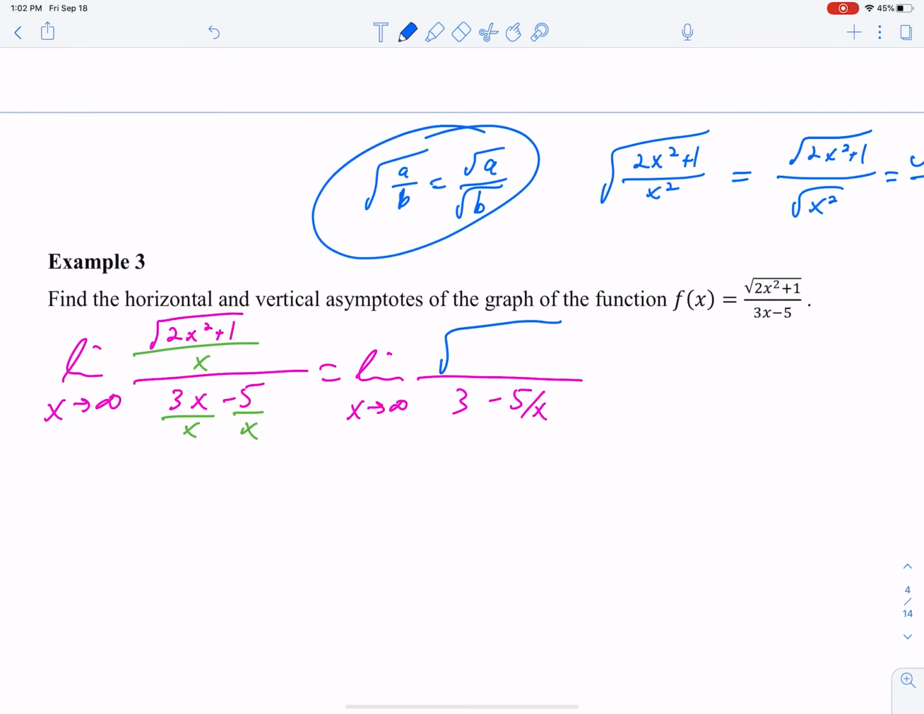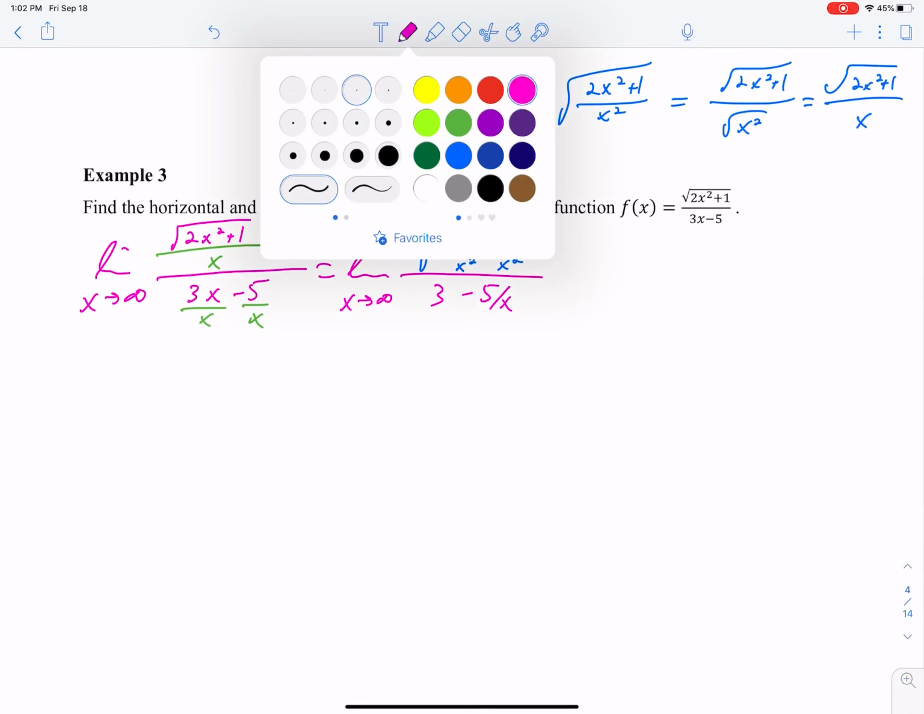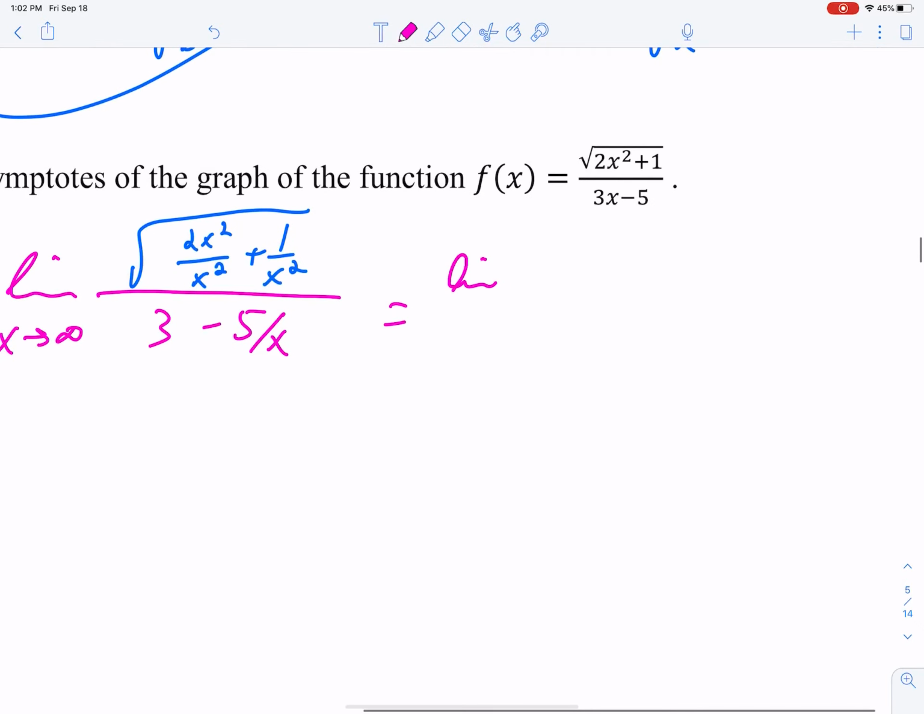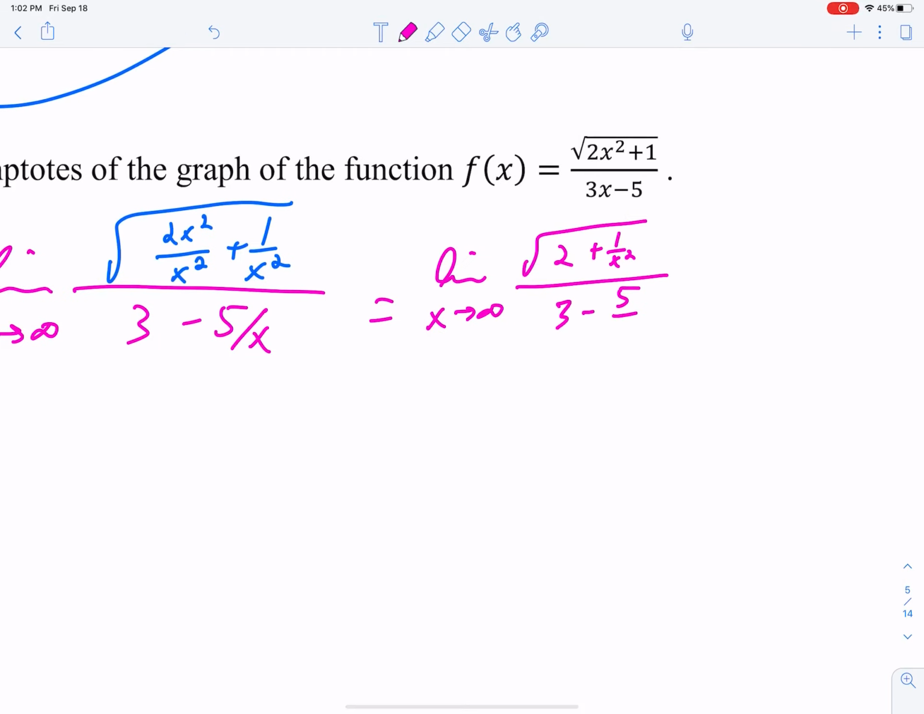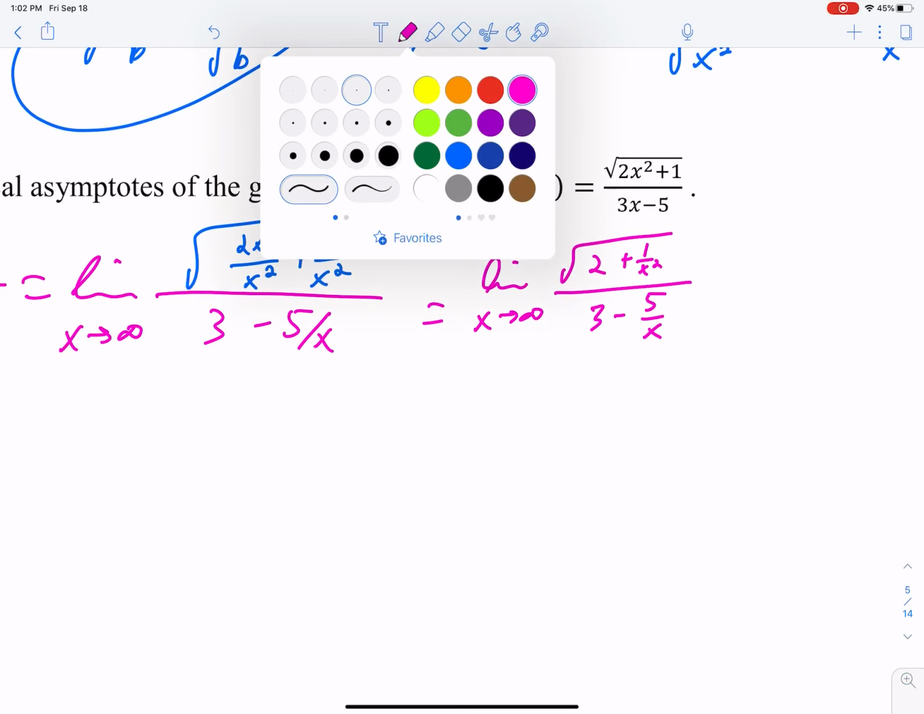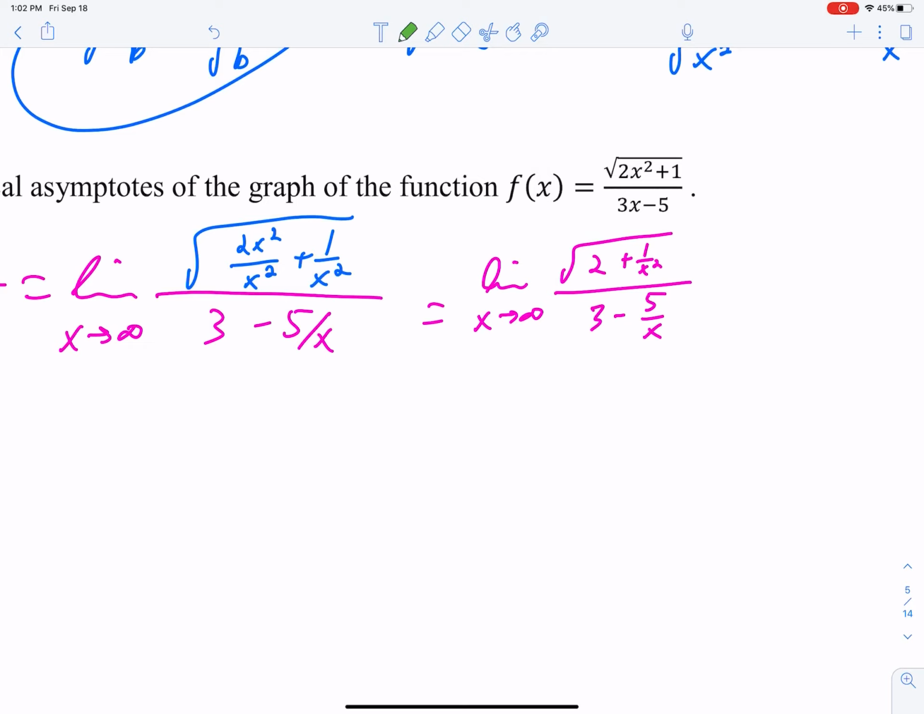So we'll do it like this: square root of 2x squared over x squared plus 1 over x squared. Okay, still going to clean this up a little bit. So equals, again, limit notation. This is going to be the square root of 2 plus 1 over x squared, all under the radical, over 3 minus 5 over x. All right, now we can apply the limit as x approaches infinity. So let's do it piece by piece here.